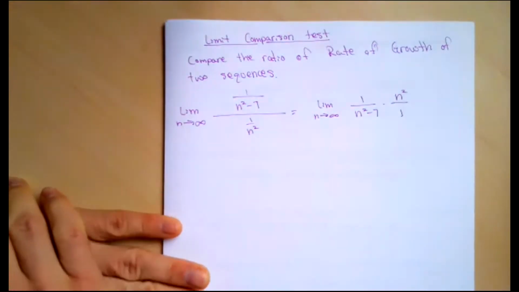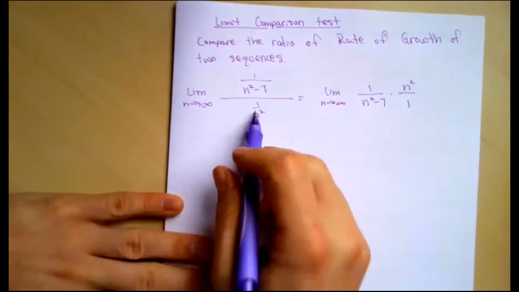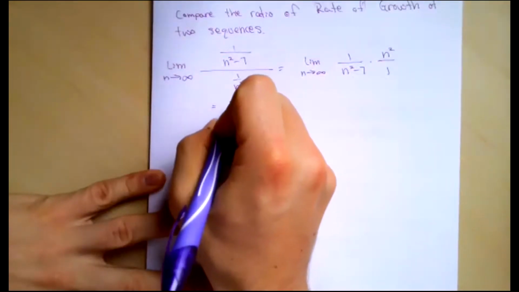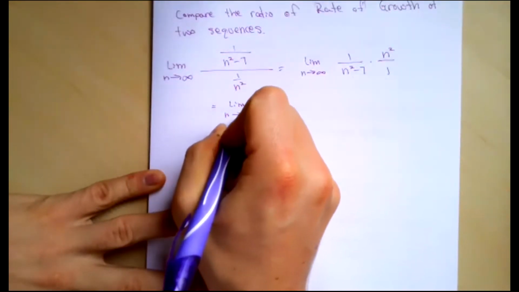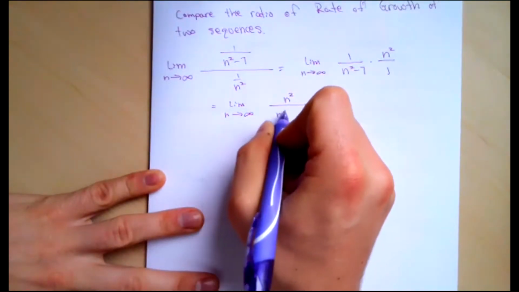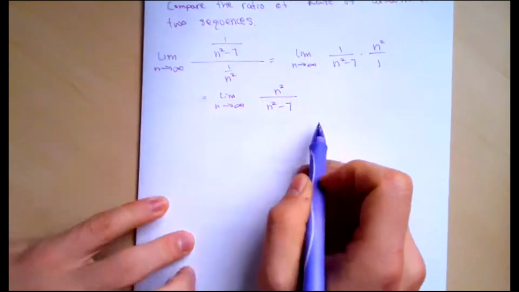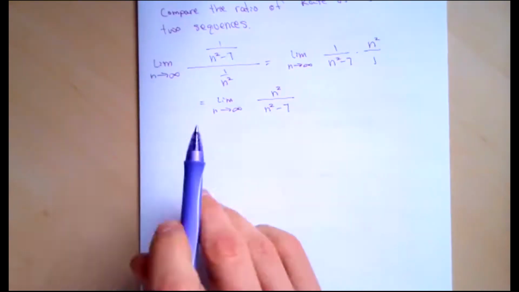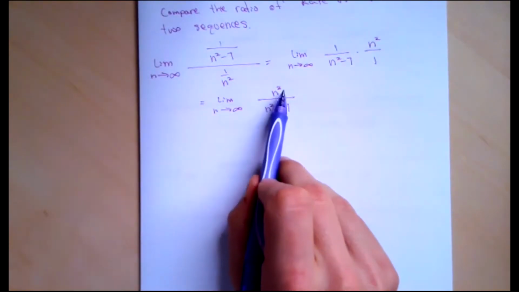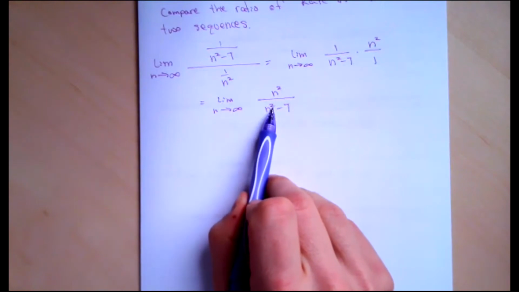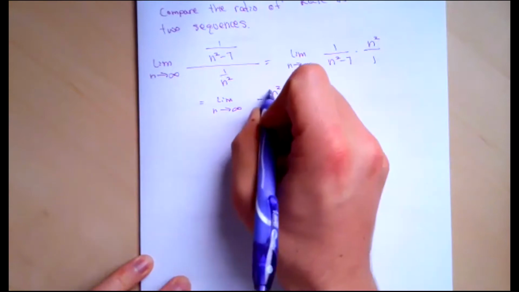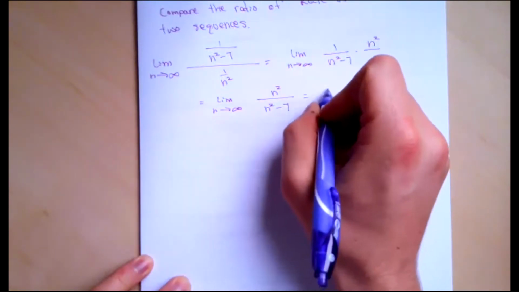Got to remember all your algebra. So dividing by a fraction, I always like to just multiply by the reciprocal. Always a good first place to start. And then you can either do L'Hopital's rule here if you wanted, or this is a polynomial. So what is a polynomial? When the highest powers of the polynomial are the same, it will converge at infinity to the ratio of the coefficients.